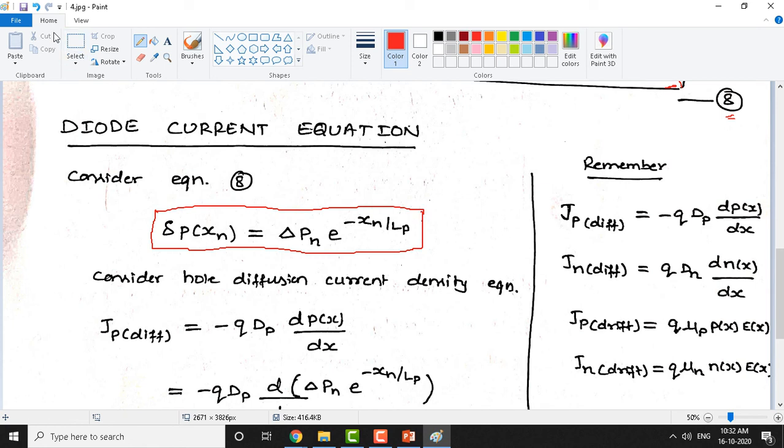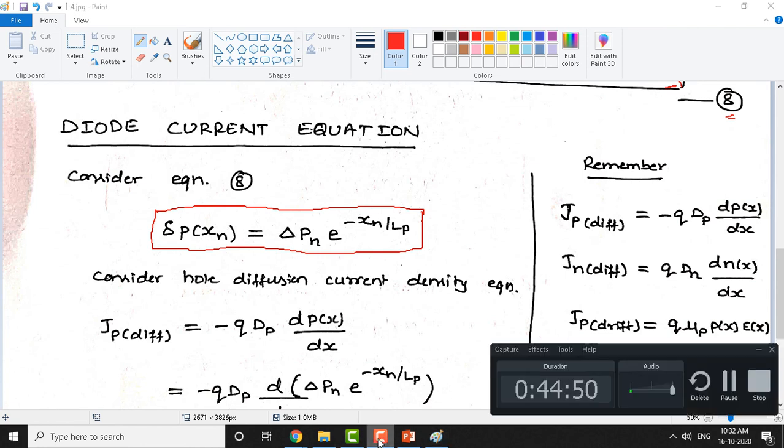Okay, I hope we have covered sufficient things in today's class. Next class we will continue our discussion from the diode current equation. Okay, I will stop at this point.